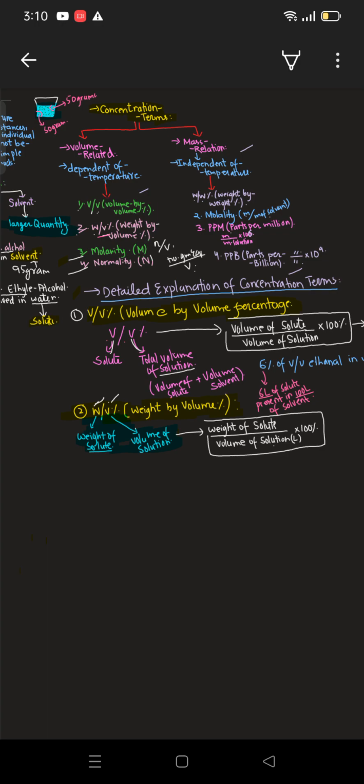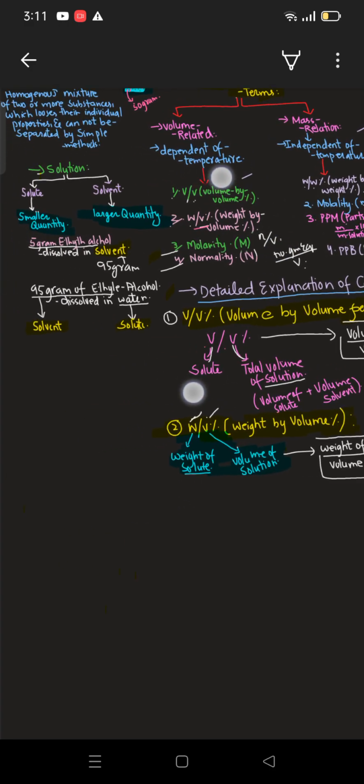So now see, we discussed volume by volume percentage, which means we need to take the volume of solute per unit volume of solution. Volume of solution represents volume of solute plus volume of solvent, into 100% since we are finding the percentage. Then we learned the formula for the weight by volume percentage. As I initially told, the first part represents solute and the second part represents solution. So weight of solute per unit volume of solution into 100%.